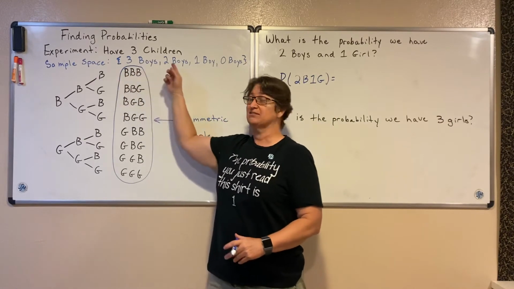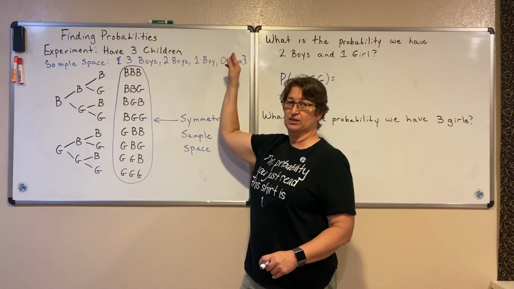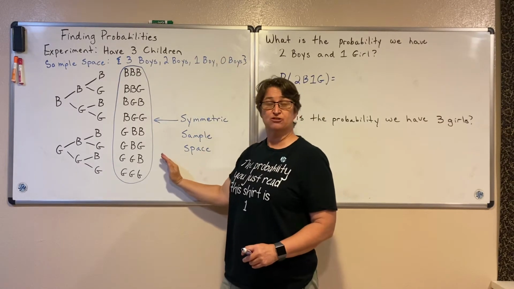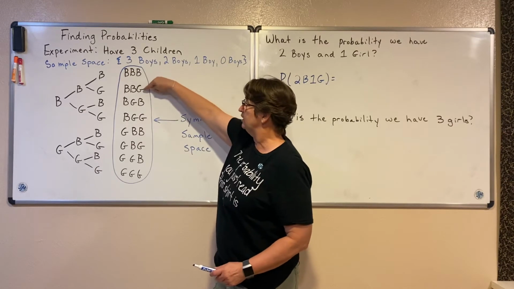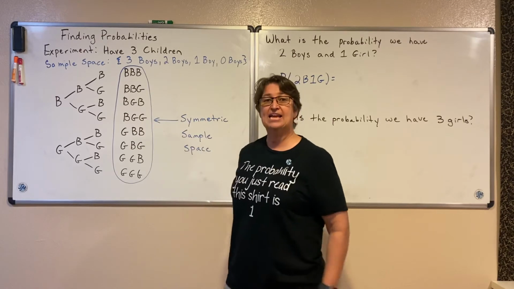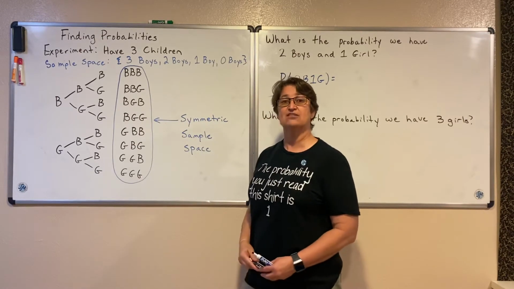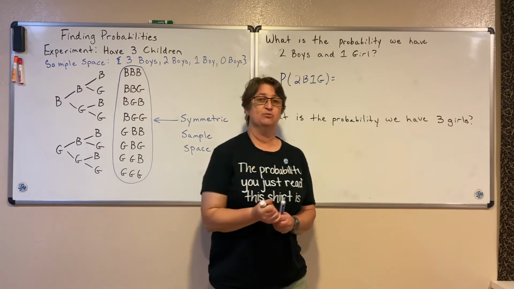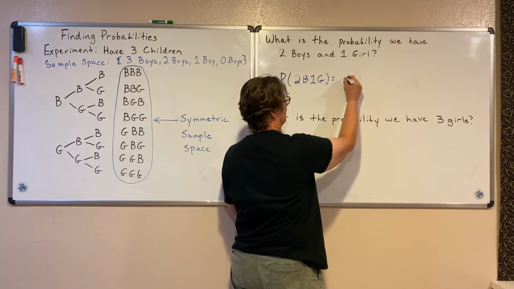If I look at my sample space, it looks like it's 2 out of 4 possibilities. But if we look at our symmetric sample space, we see there are actually 1, 2, 3, 4, 5, 6, 7, 8 different ways that we can have 3 kids. That's the total number of outcomes is 8. So that 8 is going to be my denominator.